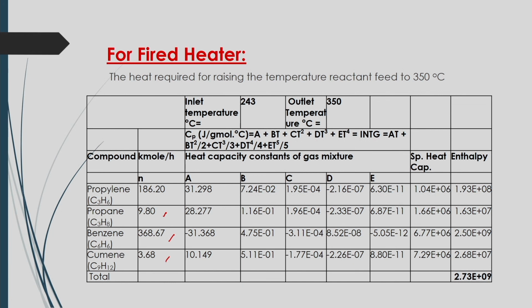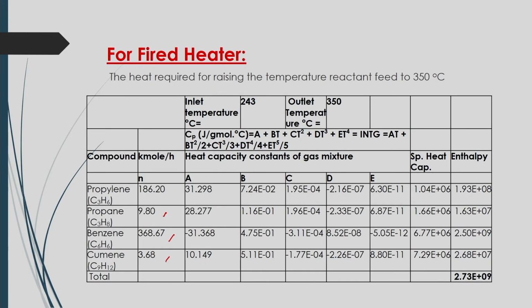Here it is very interesting that this specific heat capacity will be a function of temperature. Now, how is it related? This is related by the equation given here: Cp is equal to A plus Bt plus Ct square plus Dt cube plus Et to the power 4. So, this is your specific heat capacity equation as a function of temperature. Now, based on this function, you have to calculate the specific heat capacity within the temperature range of 243 to 350 degrees Celsius.